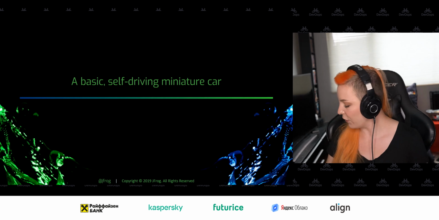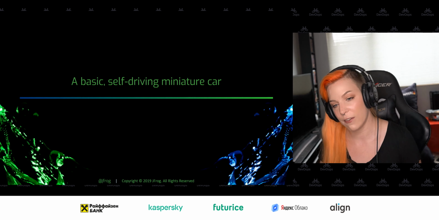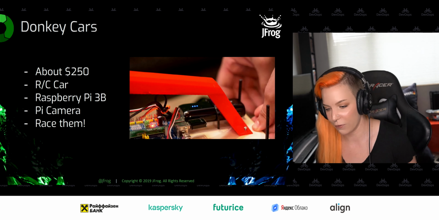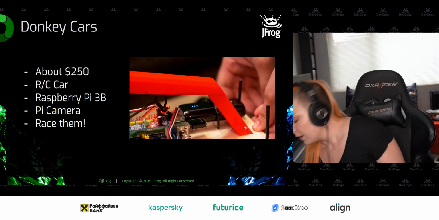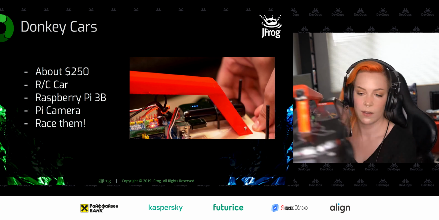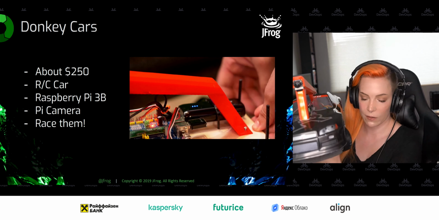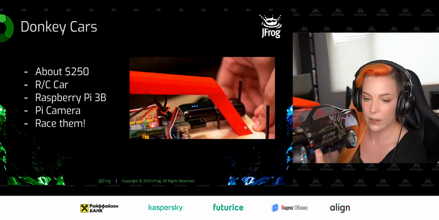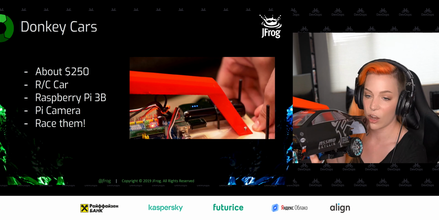So we've got a basic self-driving miniature car, and I went to the office and grabbed one so that I could have it on camera. This is what it actually looks like. The demo actually began its life as a donkey car.